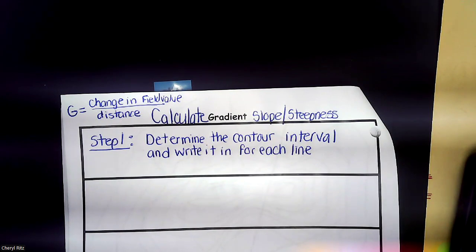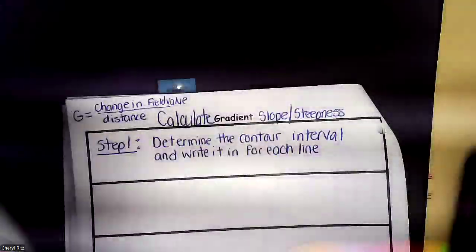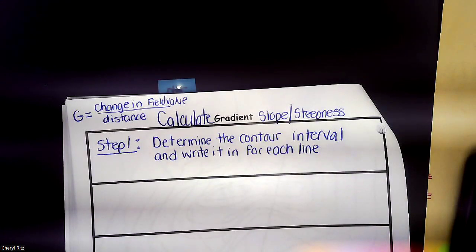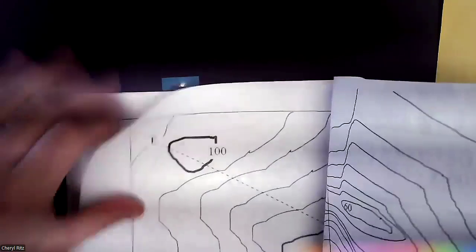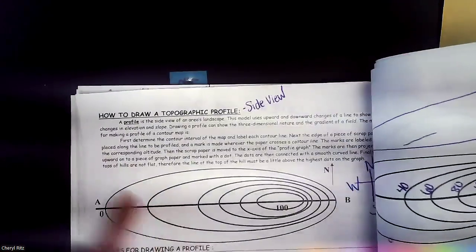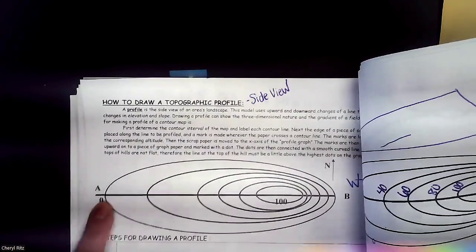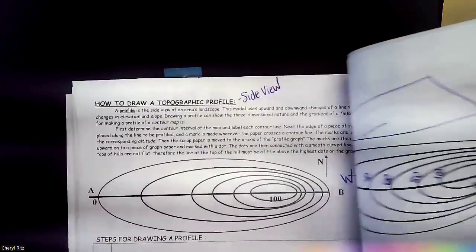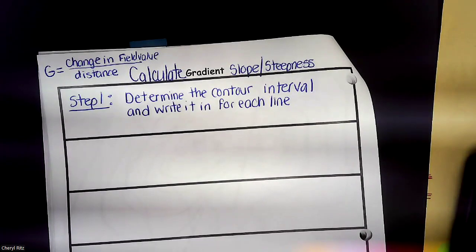Does that first step sound familiar to anyone? It's literally step 1 of how to do a profile. Before you can start doing any math, you need to know what those lines are equal to. If you didn't know what this line was, you need to add the numbers in so that you know. So it's just labeling the lines. That's it. Not overly difficult.